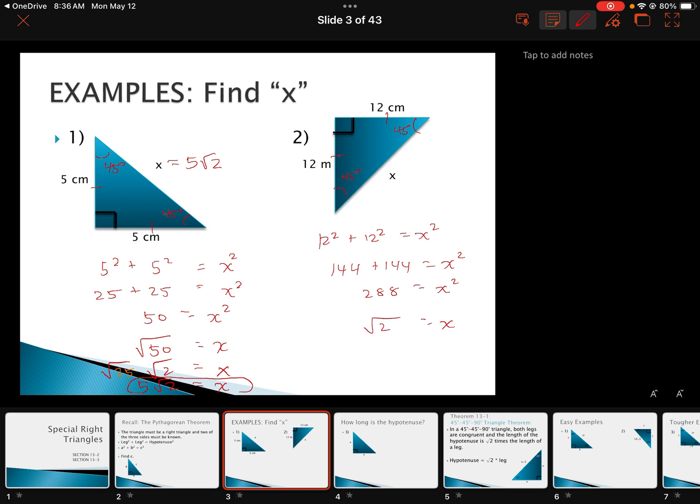That means x is the square root of 288, which probably doesn't look that exciting to you. But it doesn't have to be complicated. We know that 144 goes into 288. The square root of 144 is 12. And that's why we broke it up that way, because we wanted to get a number times a radical. Does this look familiar to you? If your legs are 12, then your hypotenuse is 12 square root of 2.